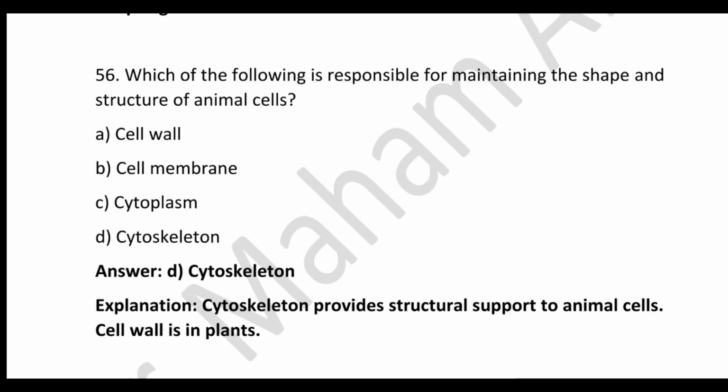Which of the following is responsible for maintaining the shape and structure of the animal cell? Correct answer is option D, that is cytoskeleton. Because cytoskeleton provides structural support to the animal cells, and cell wall is in plants.